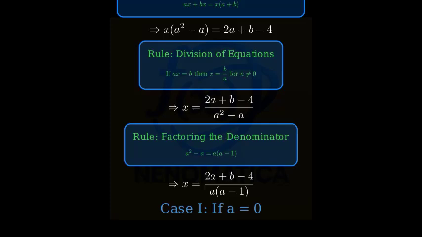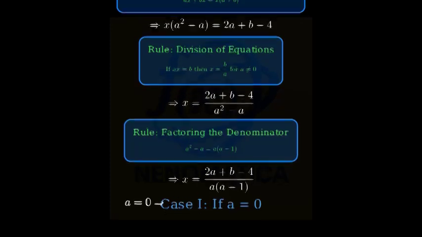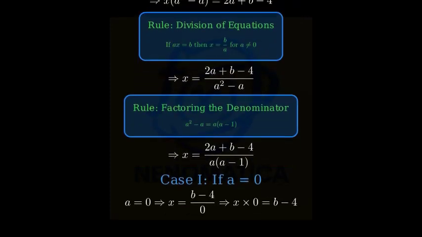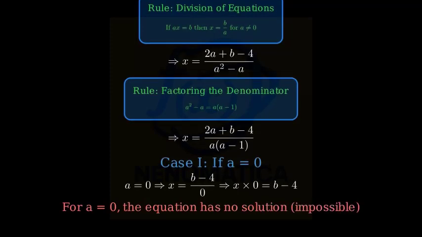First, let's examine what happens when a equals 0. If we substitute a equals 0 into our equation, we get x equals b minus 4 over 0, which is undefined. This means that when a equals 0, the equation has no solution and is impossible.